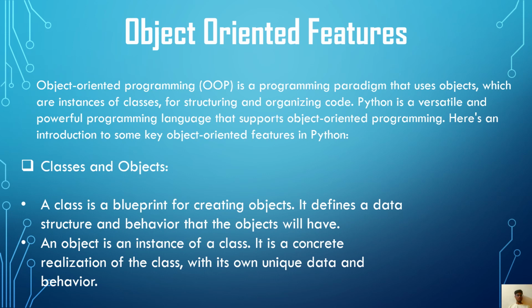Classes and objects. A class is a blueprint for creating objects. It defines a data structure and behavior that the object will have. An object is an instance of a class. It is a concrete realization of the class with its own unique data and behavior.